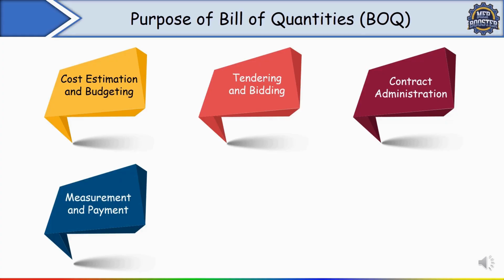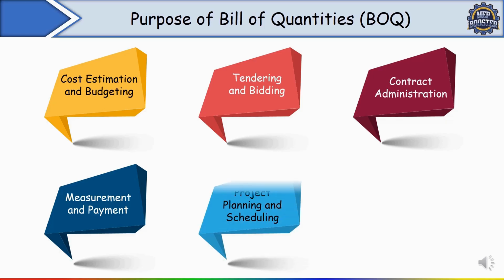The next purpose is measurement and payment. The BOQ serves as a basis for interim and final payment. The quantities in the BOQ are measured and payment is made accordingly. Next is project planning and scheduling. By providing detailed information about the MEP works, the BOQ helps in planning and scheduling activities, ensuring that all required materials and components are available when needed.